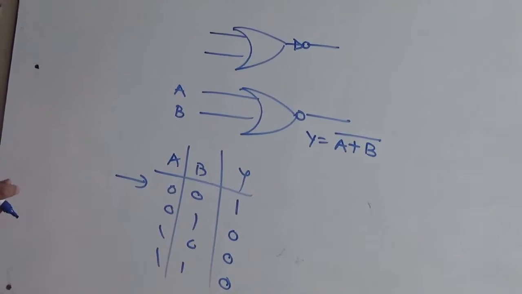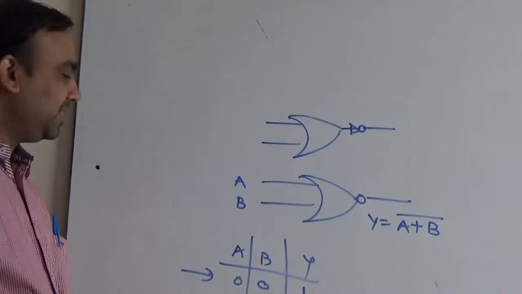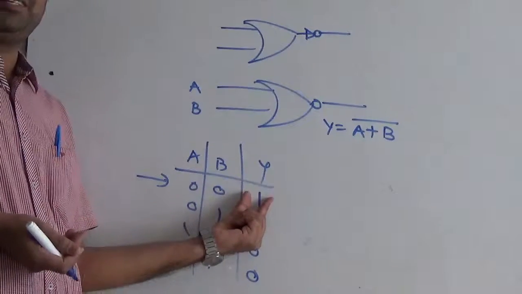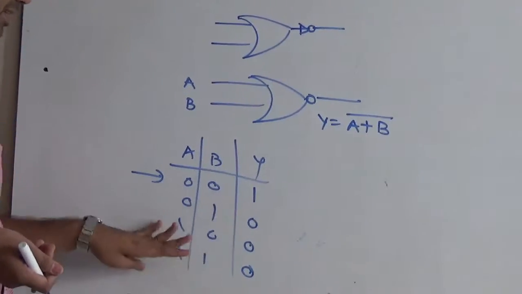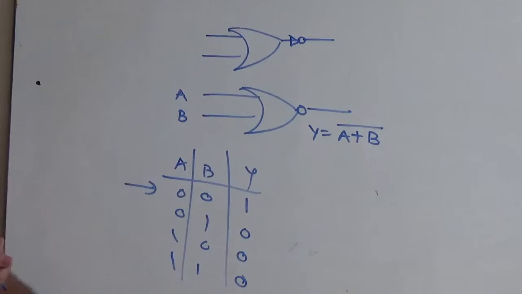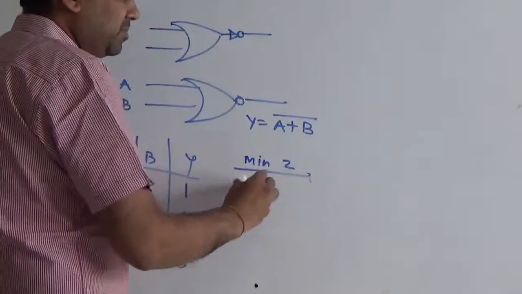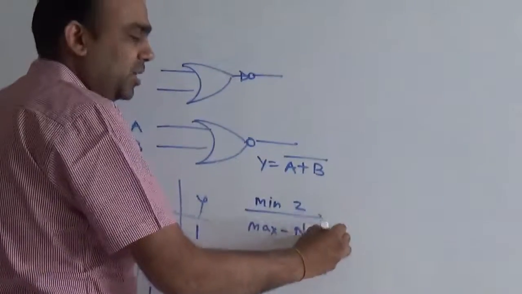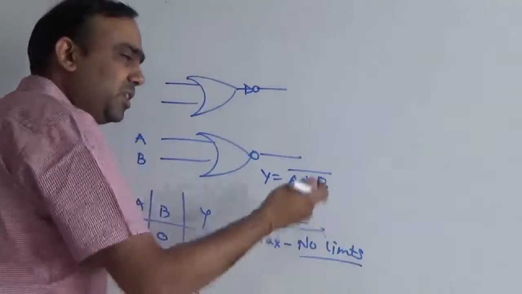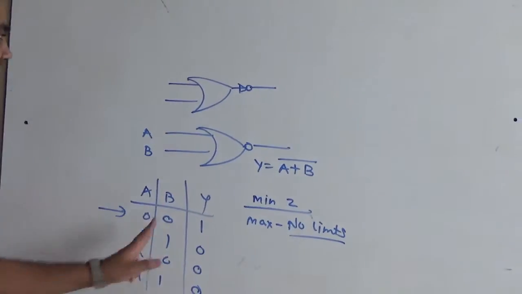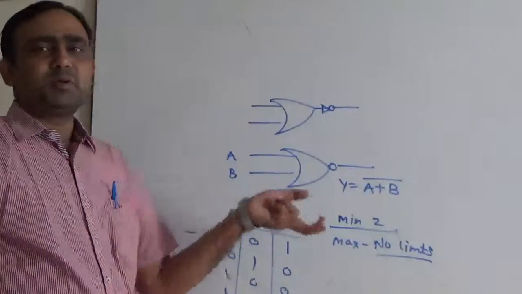Otherwise the result is false. Meaning, if we take the cinema example, if no one comes then I will go to the cinema, alone, not taking anyone. So like this about the NOR gate. NOR gate has minimum 2 inputs, maximum no limits. You can have 3 input or 4 input or many inputs NOR gate. So in this way, this is about the NOR gate.